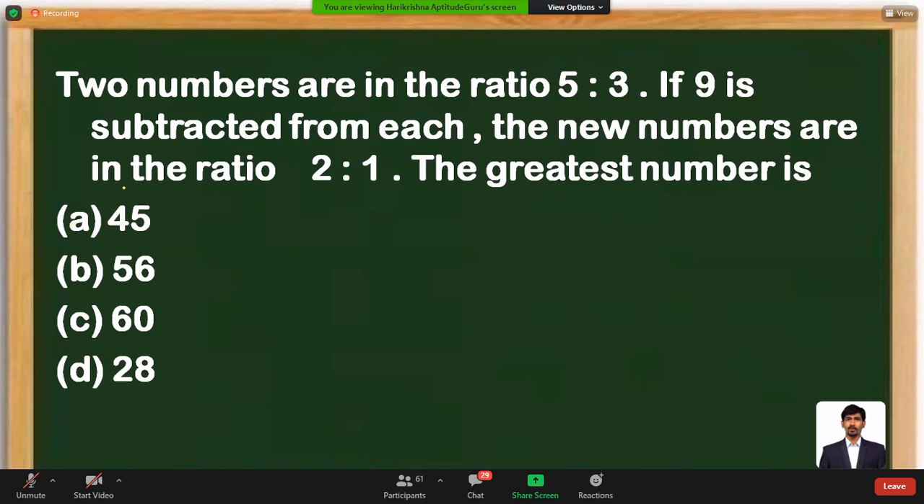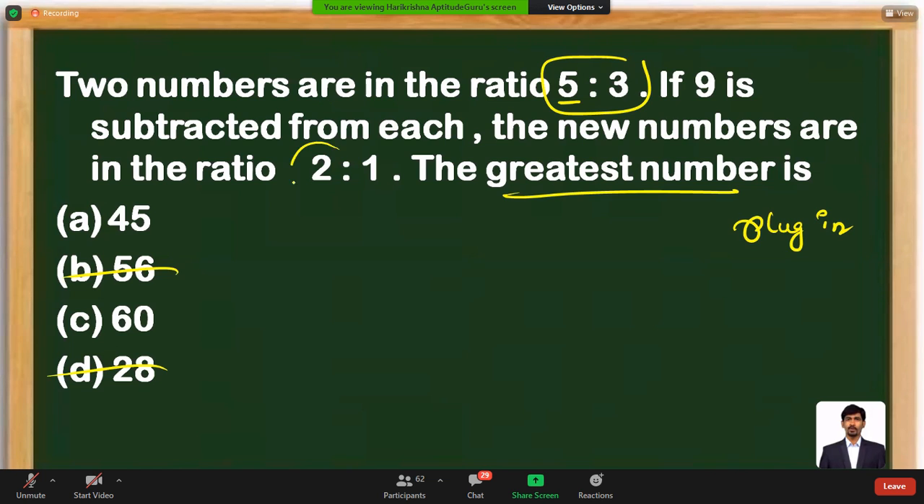The same question you can also solve by using the plugin strategy which I have told you previously. How can we use the plugin strategy here? Two numbers are in the ratio of 5:3. What is the greatest number? That means the required number is a 5 multiplier. The required number being a 5 multiplier means 56 and 28 never come in the 5 table. I am simply eliminating those two options. After subtracting 9, it must be a 2 multiplier. I am talking about the first number, so I am referring to that first number.